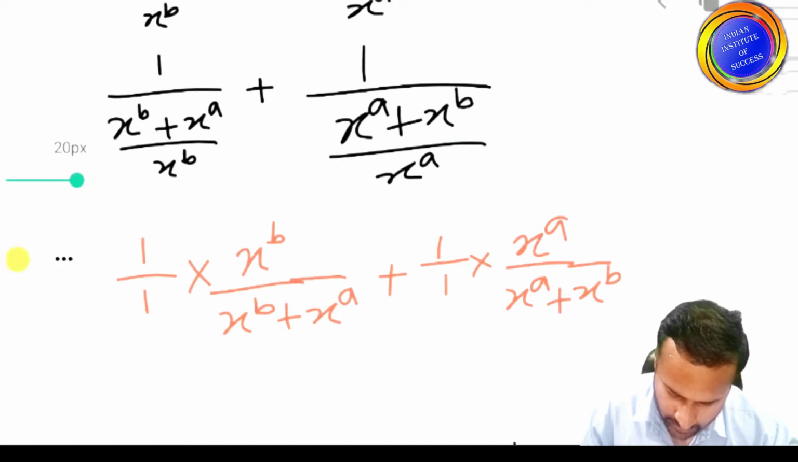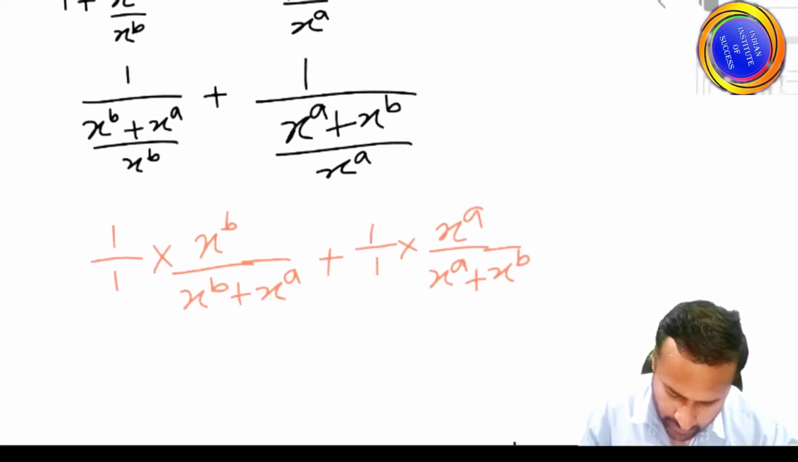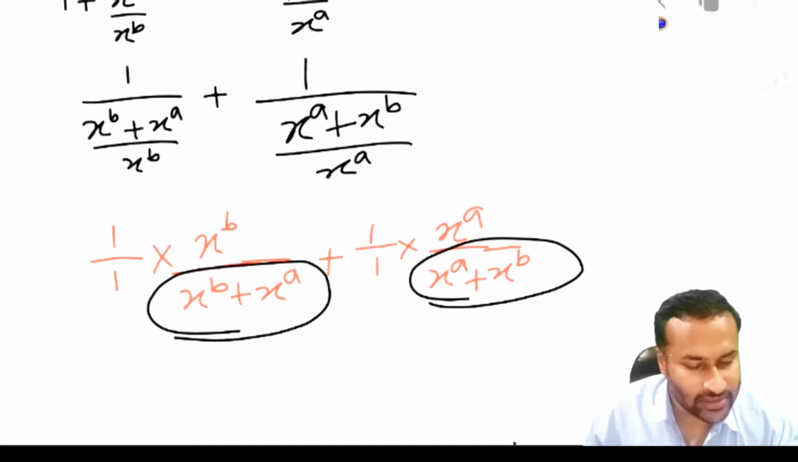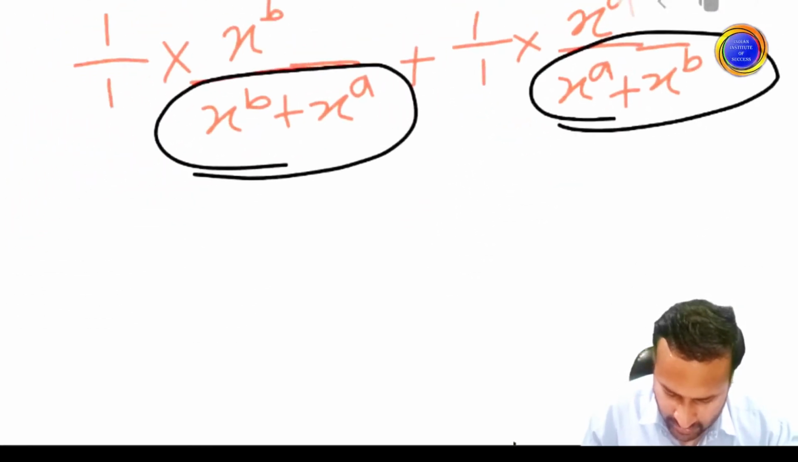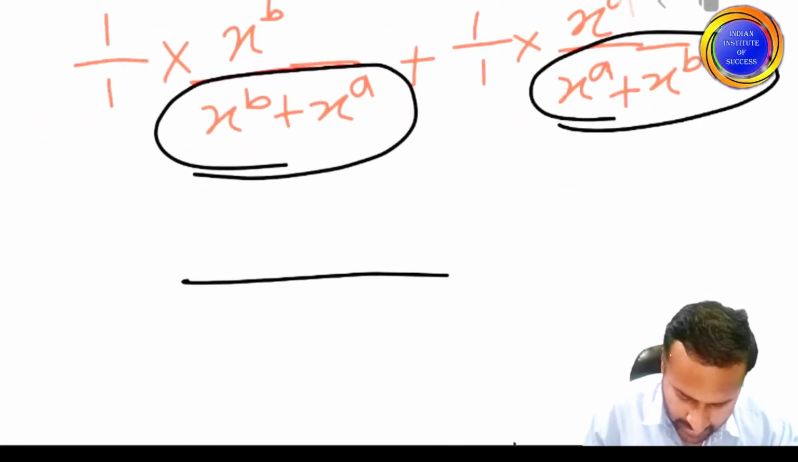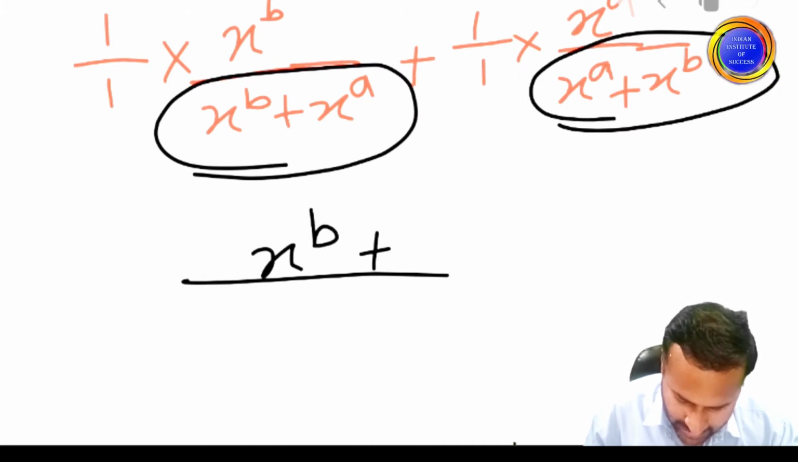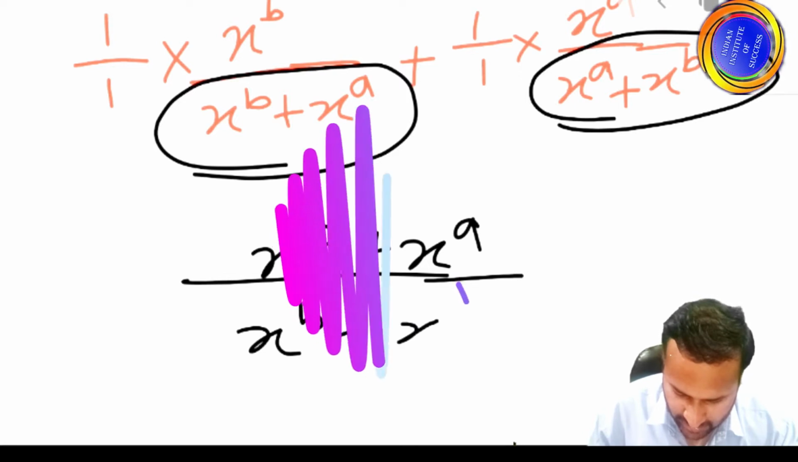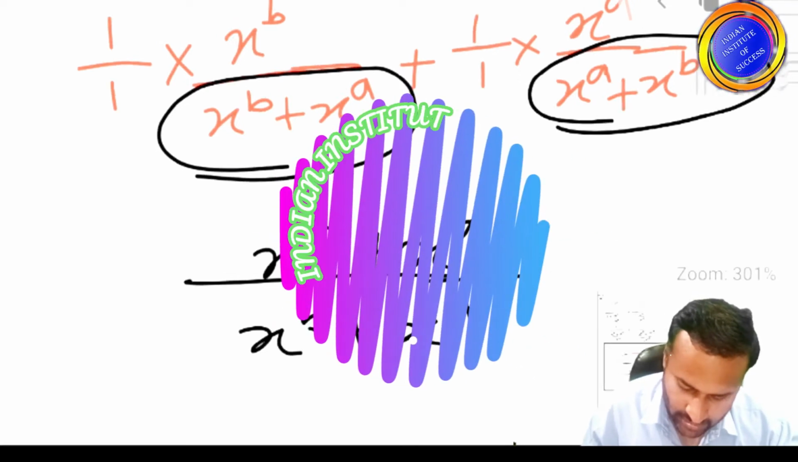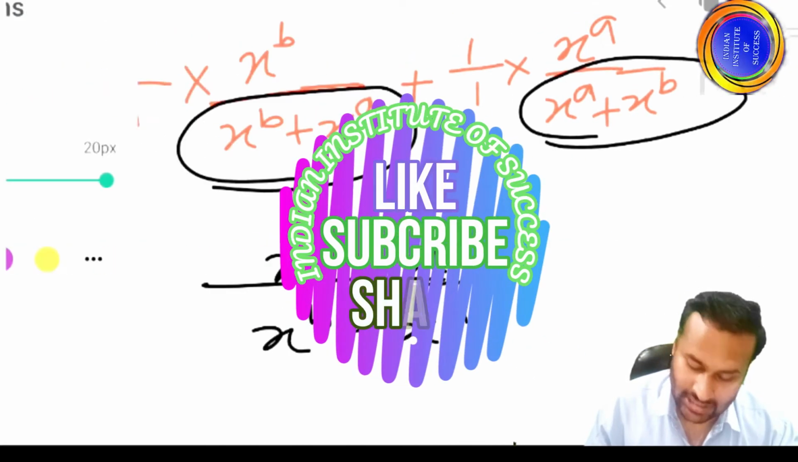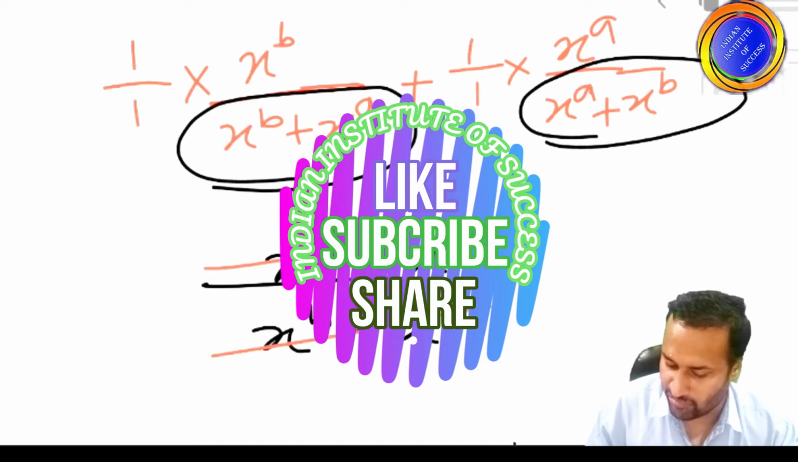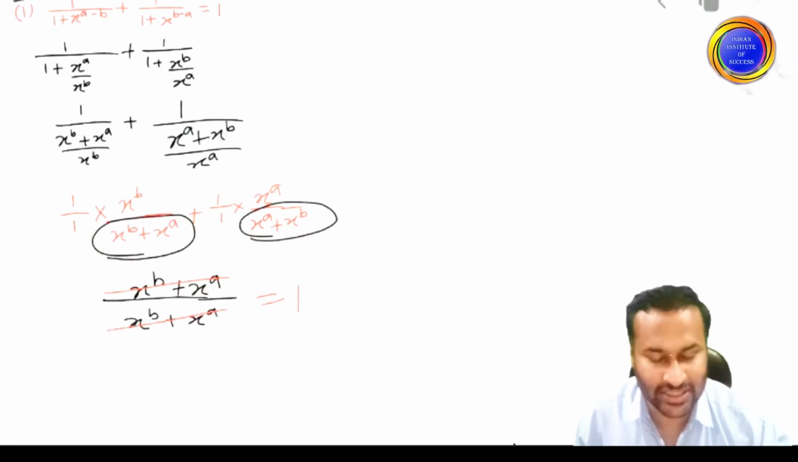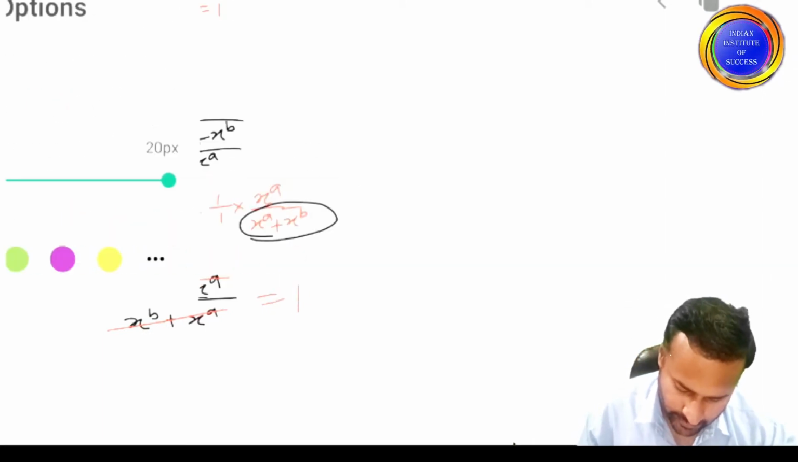Now we have the same denominators, so it will become x raised to power b plus x raised to power a upon x raised to power b plus x raised to power a. We have the same denominator, so the denominators will cancel out and you will get 1 as an answer. I hope you understood this answer, hence proved.